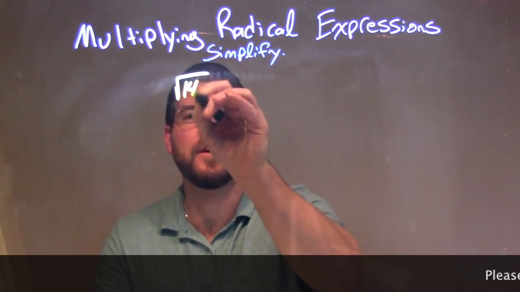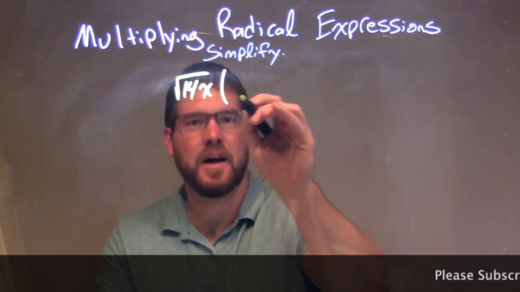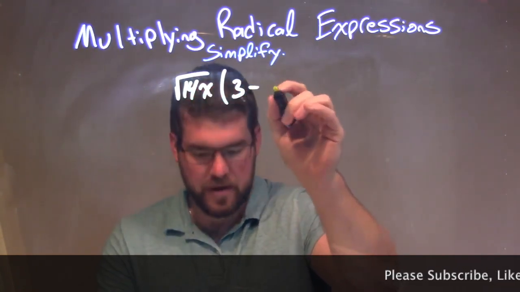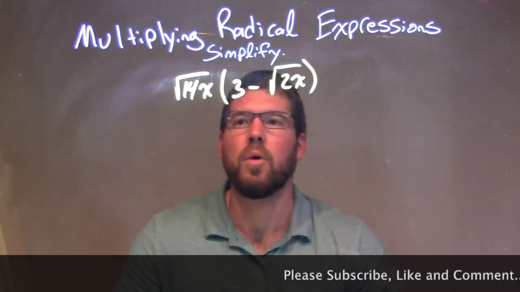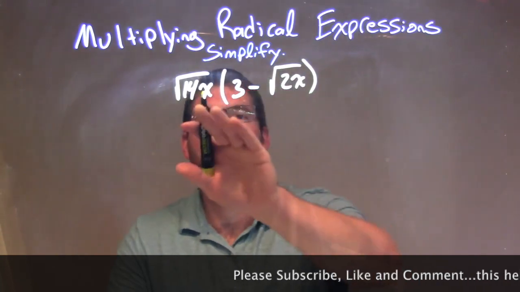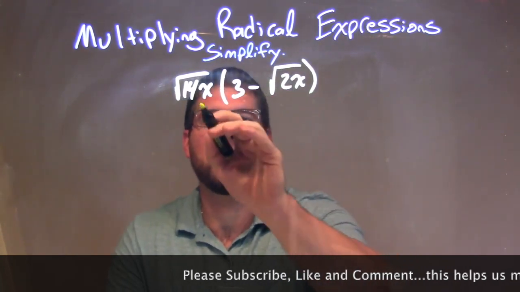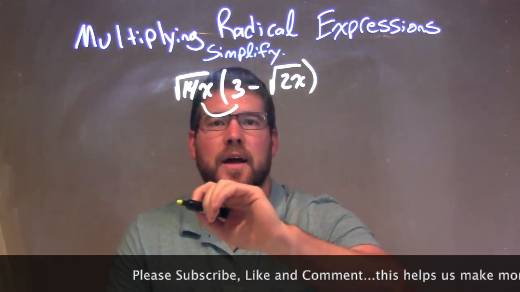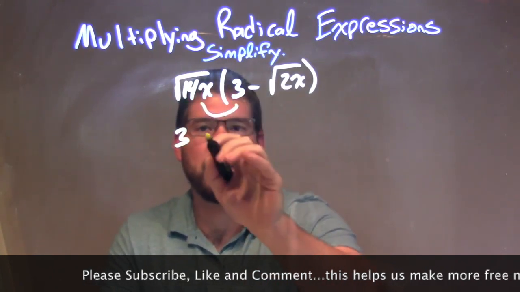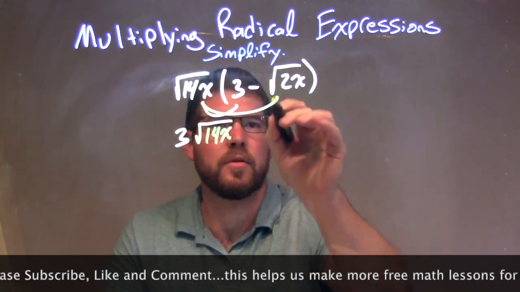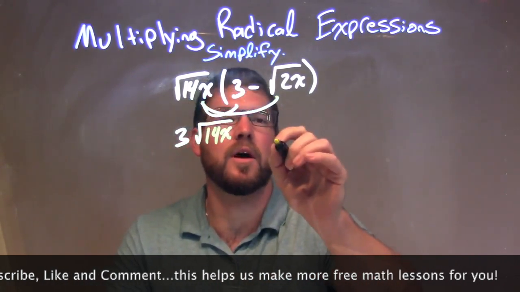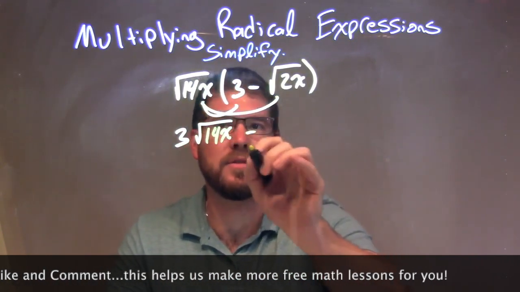Square root of 14x times 3 minus the square root of 2x. Okay? Well, if I want to distribute this, I'm going to distribute the square root of 14x to both parts. So square root of 14x times 3. 3 is just on the outside, so it's 3 square root of 14x right there. Then we distribute the square root of 14x to the next one, the square root of 2x. So the minus sign comes down.